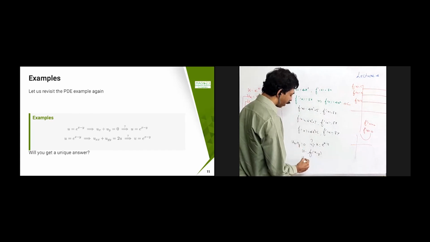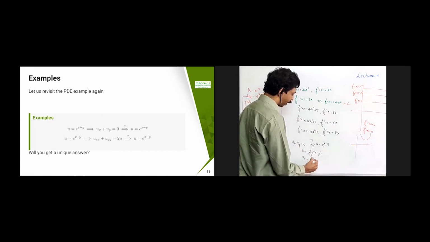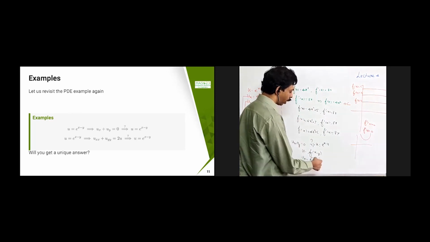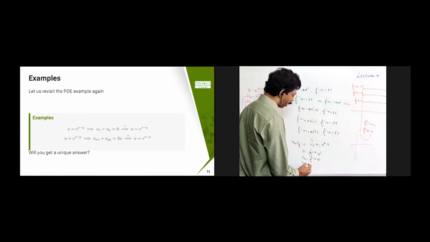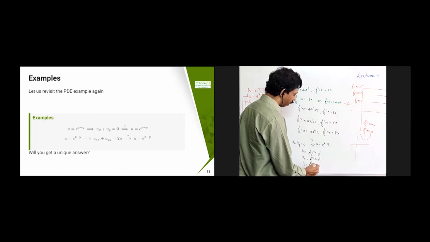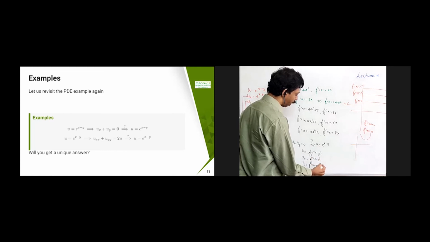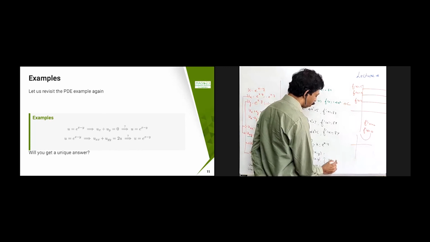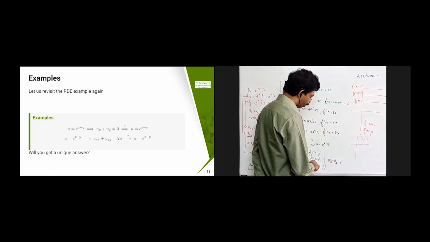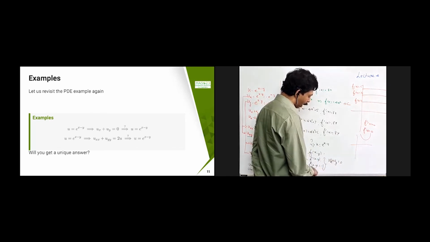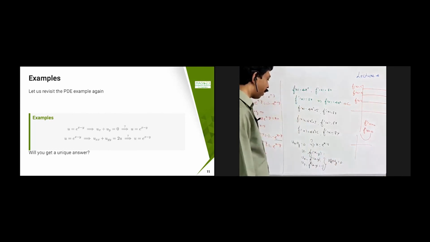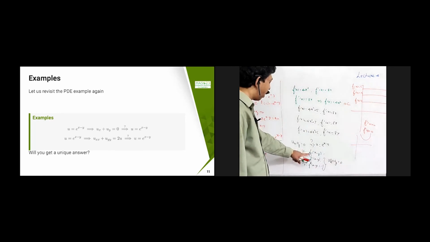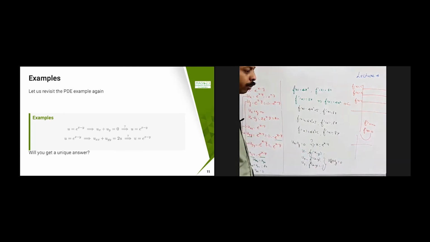For example, what is ux here? ux is nothing but f dash of x minus y into 1. uy is going to be f dash of x minus y into, with respect to y, the derivative is minus 1. Therefore, from these two, we can say that ux plus uy is going to become f dash of x minus y minus f dash of x minus y, that is going to become 0. So in general, it is not going to be a unique answer. Any function of this kind is going to satisfy the relation ux plus uy equal to 0.